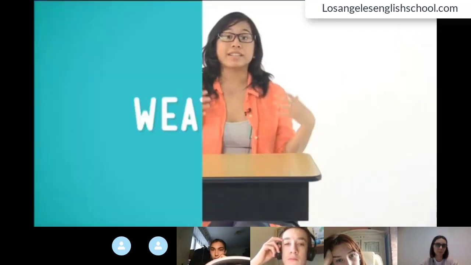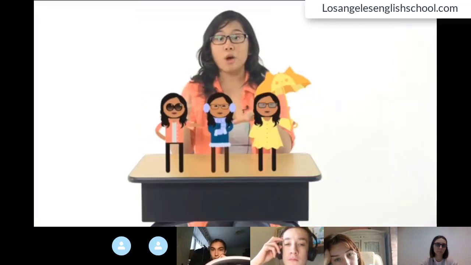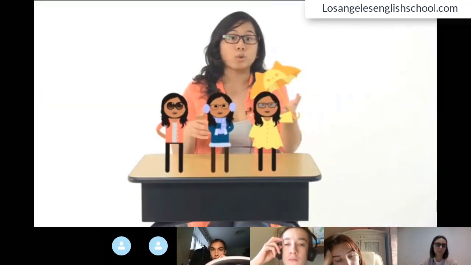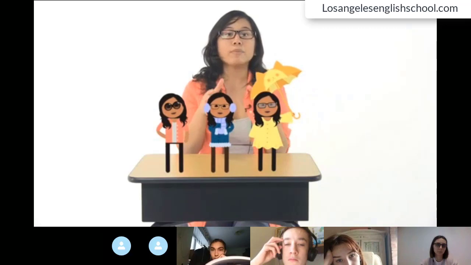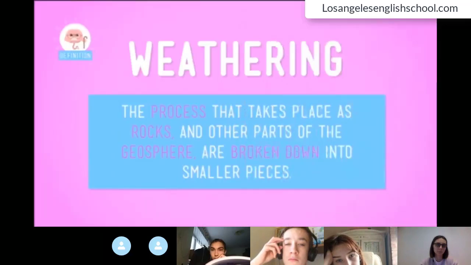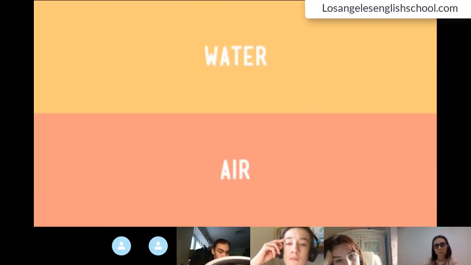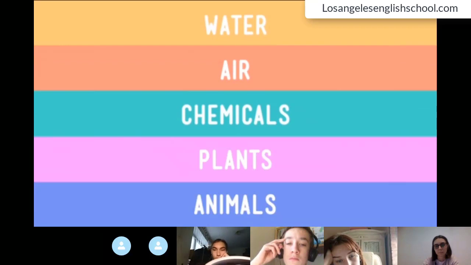To understand that, we need to discuss weathering. I'm not talking about the weather, like if it happens to be sunny or cold or foggy outside your window right now. I'm talking about weathering, the process that takes place as rocks and other parts of the geosphere are broken down into smaller pieces. Weathering can be caused by water, air, chemicals, plants, or even animals.